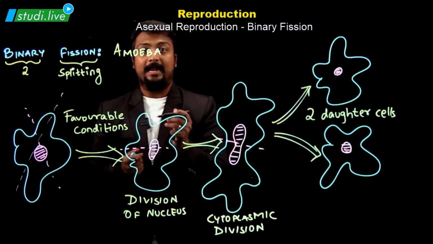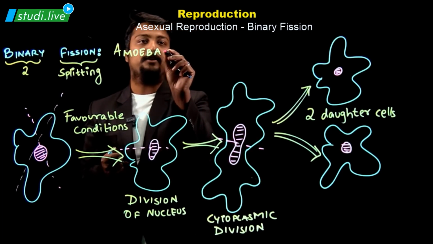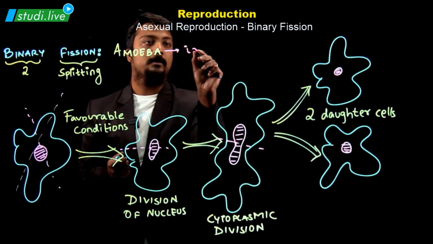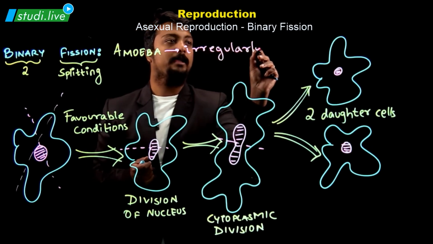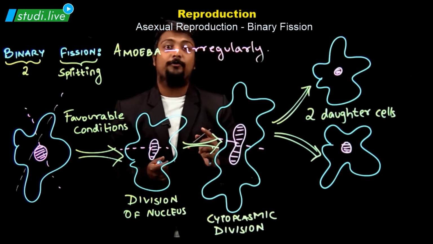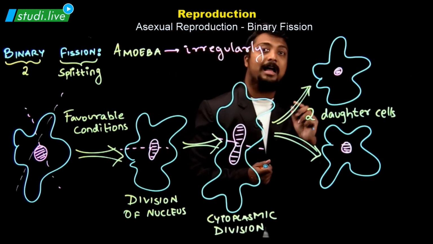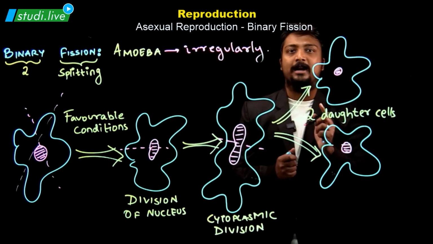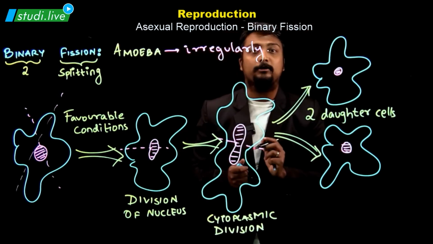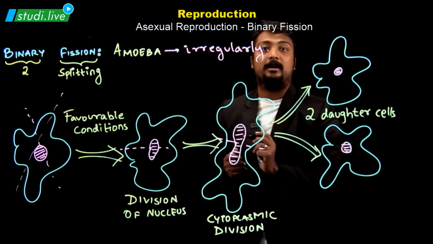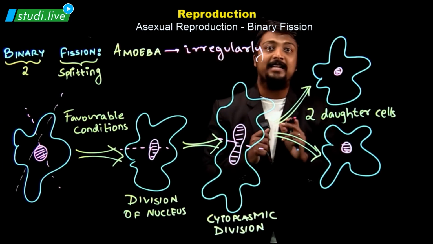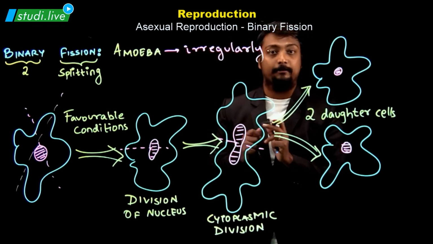And that's why in amoeba, the binary fission occurs irregularly. Occurs what? Irregularly. So if you want to give an example of irregular binary fission, you will give the example of what? Amoeba during favorable conditions. So this is binary fission in amoeba.